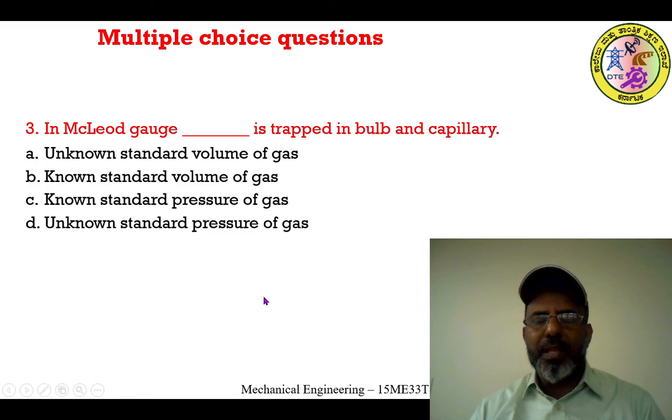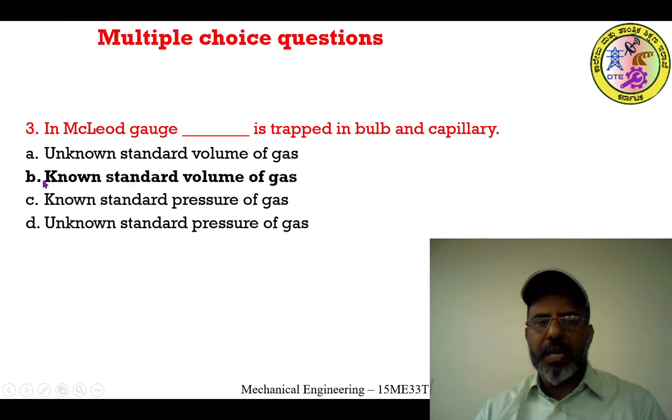Then the next thing you should remember: in the McLeod gauge, dash is trapped in the bulb and capillary. A, unknown standard volume of gas; B, known standard volume of gas; C, known standard pressure of gas; D, unknown standard pressure of gas. The correct answer is B, known standard volume of gas is trapped in the bulb and capillary.